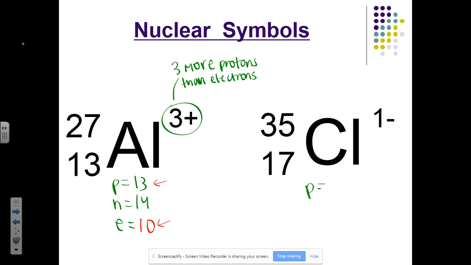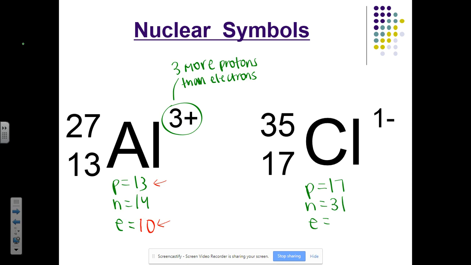All right, do another example. So we have 17 protons because that's the atomic number. And then we're going to subtract the mass, 35 minus 17, to get the number of neutrons. And you'll get 31.